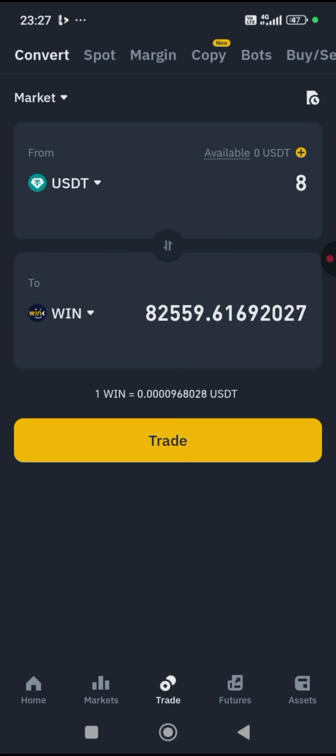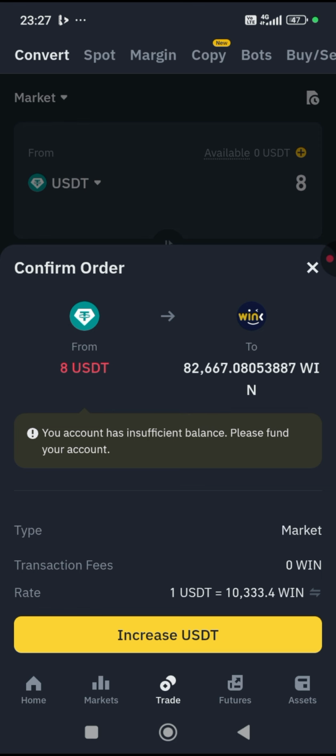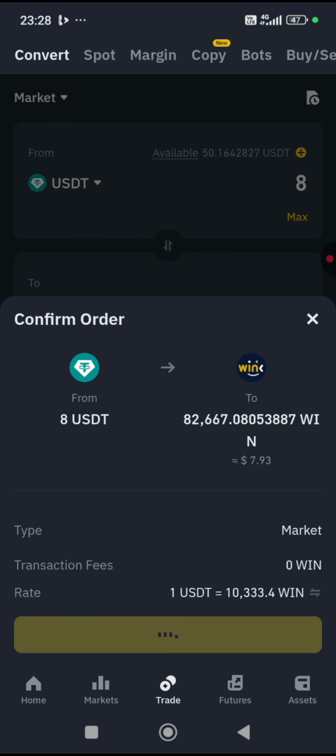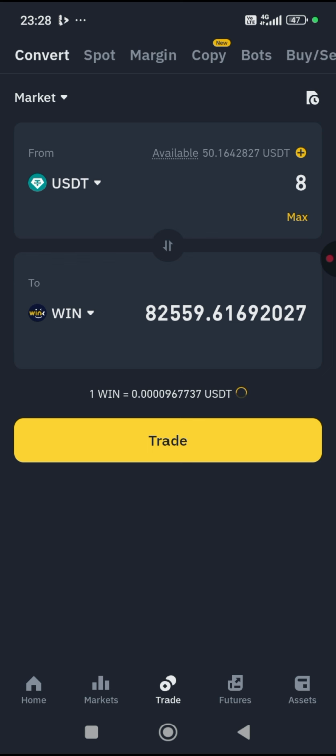So when you tap on trade here, it will take you to a particular section where you have to complete it. You see the trade has been completed. I'm not trading it, so that is just how to do it, that with a little amount of dollars you can trade a particular token from one amount to the other. If you find this helpful, please kindly like and share.